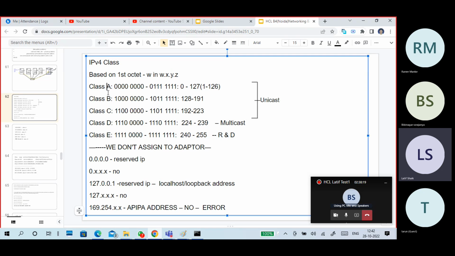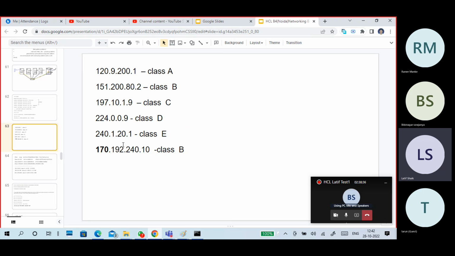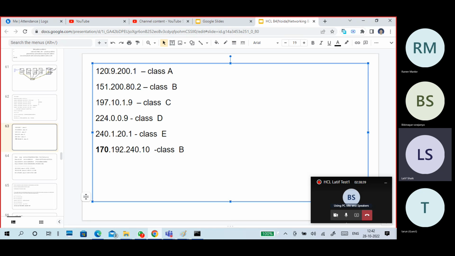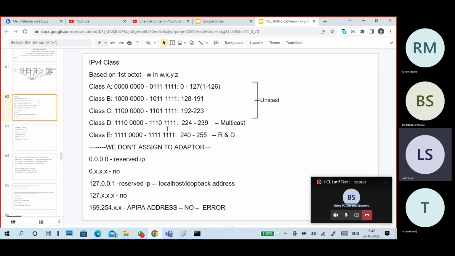Divided into 5 classes: Class A, Class B, Class C, Class D and Class E. This division is based on the first octet, the W portion in w.x.y.z. Even if you want to recognize which class an IP address belongs to, you have to look at the first octet only. Whatever the data in the second, third and fourth octets, don't mind it. See only the first octet of the IP address and check the range to recognize which class it is.